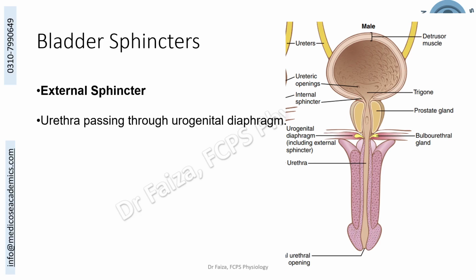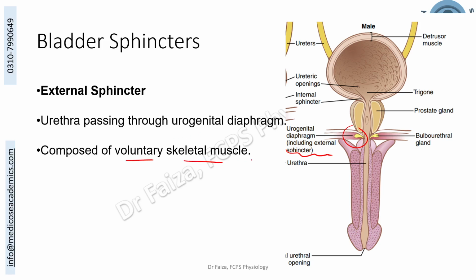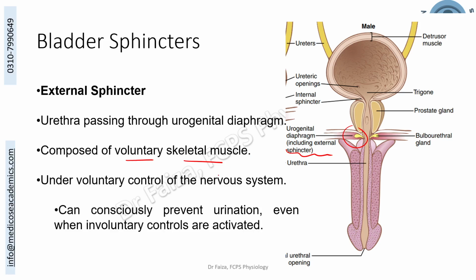Whereas the external sphincter is present over here, you can appreciate this portion, and this is present along the urethra while it is passing through the urogenital diaphragm, and it is composed of the voluntary skeletal muscle, whereas the internal sphincter was composed of the smooth muscle fibers of detrusor muscles and it was under involuntary control. Under voluntary control of the nervous system, the people can prevent urination consciously or can voluntarily even initiate the micturition, as we will discuss while discussing the micturition reflex.